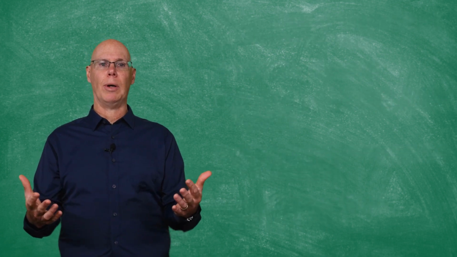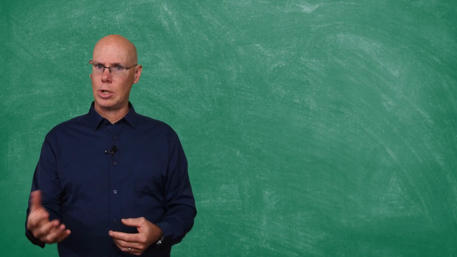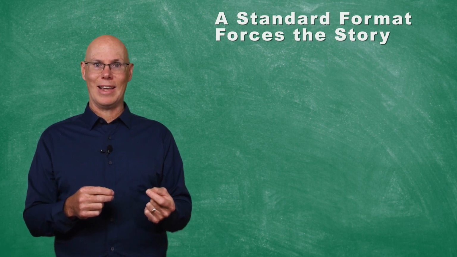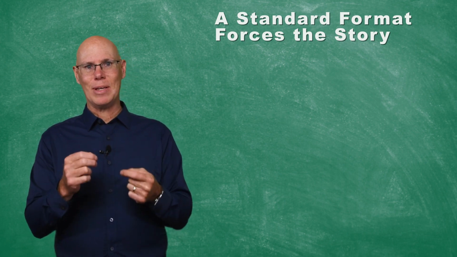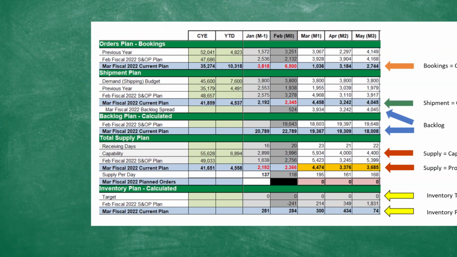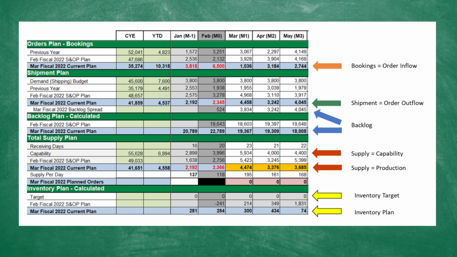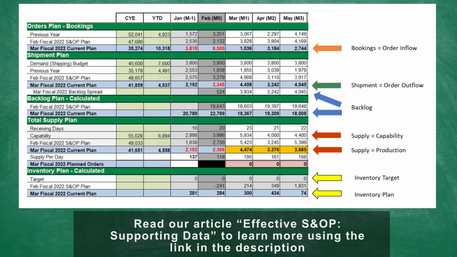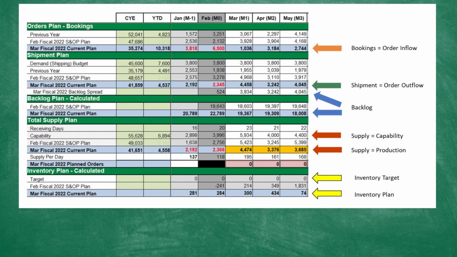So what's the first one? Using a standard presentation forces the story. Now, I'll caveat this by saying it does need to be the right standard presentation. The 5-section sheet that I'm an advocate of really includes the 5 main elements of an S&OP plan. So our bookings, our order inflow, our shipments, our order outflow, our backlog, our production, and our inventory present a complete picture for the family.